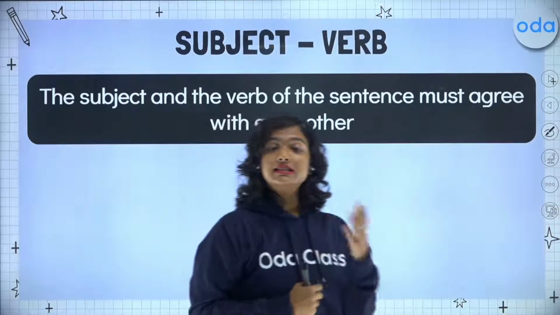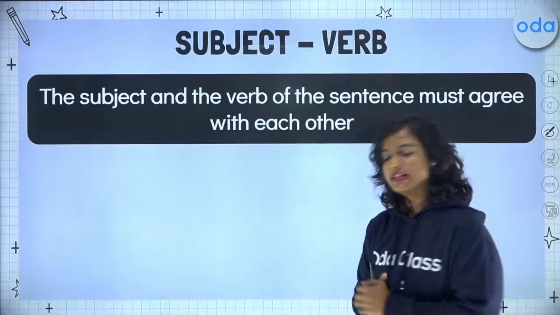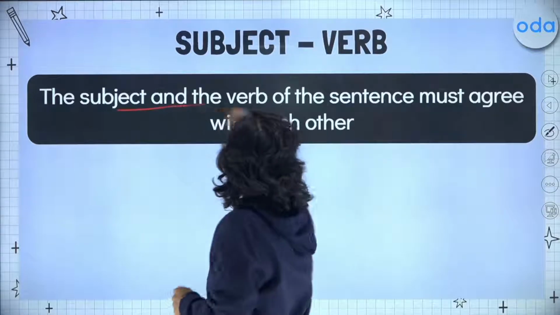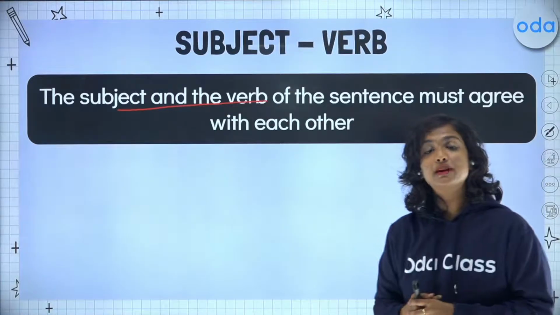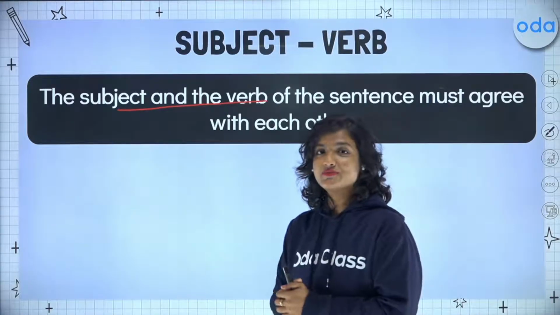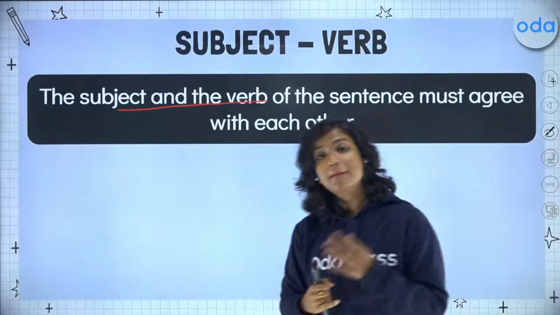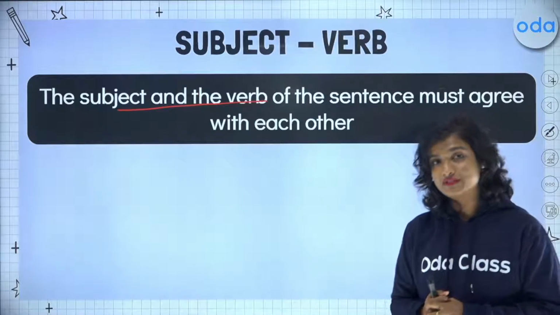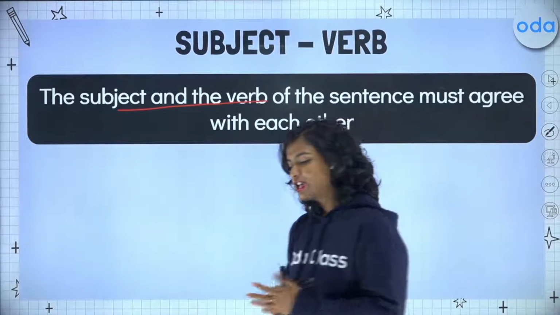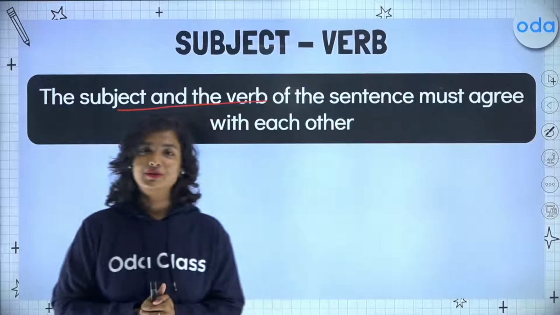This concept is called the subject verb agreement. And it says that the subject and the verb of the sentence must always agree with each other. What does that mean? It means that a singular subject must take the singular form of the verb, and a plural subject should take the plural form of the verb.